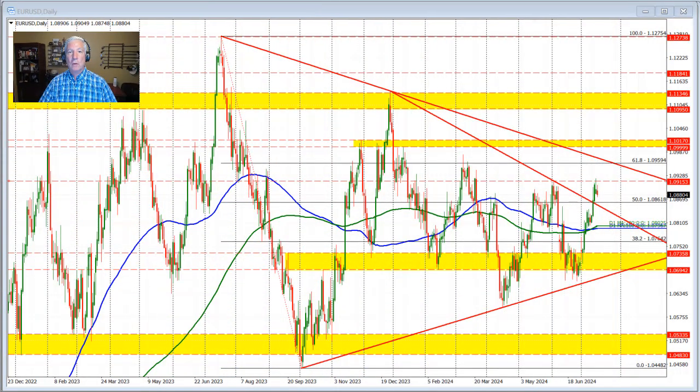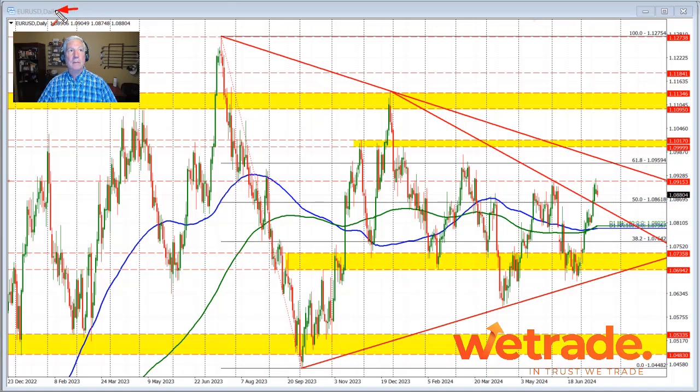Retail sales came in stronger than expected, and that sent the dollar higher. What did it do from a technical perspective? Let's start by taking a look at the Euro versus US dollar. And I want to first look at this pair on the daily chart.